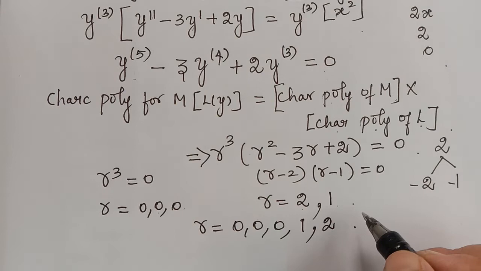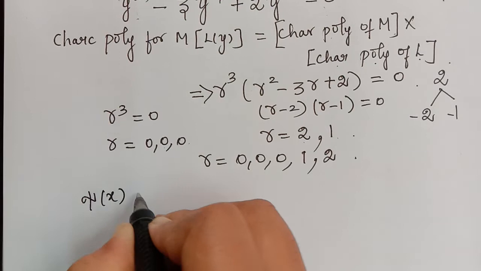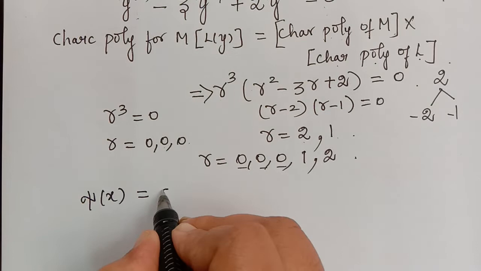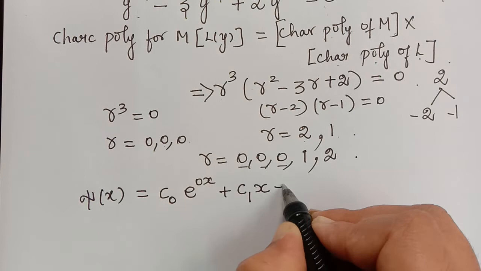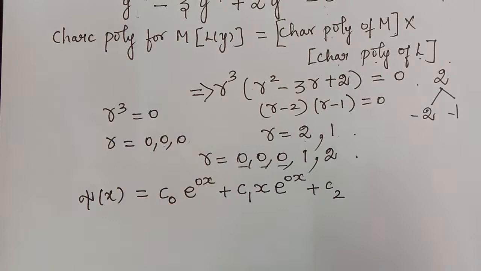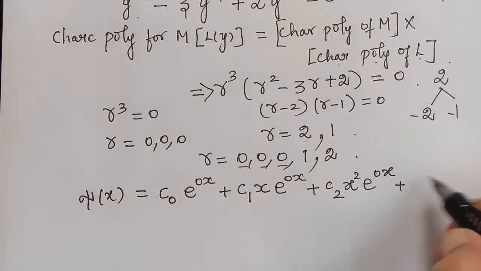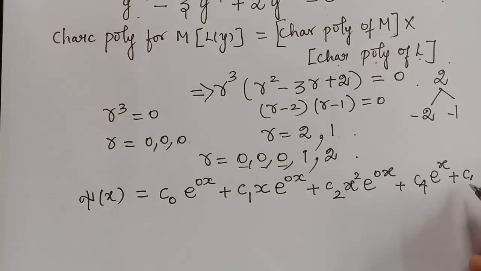So the most general solution, xi of x, will be equal to, now here these three roots are repeated roots, so its solution will be c0 e power 0x plus c1, because it is a repeated root, we know that we have to multiply this by x, so x e power 0x plus c2, this is a third repeated root, so it will become x squared e power 0x plus c3 e power 1x, and c4 e power 2x, okay.